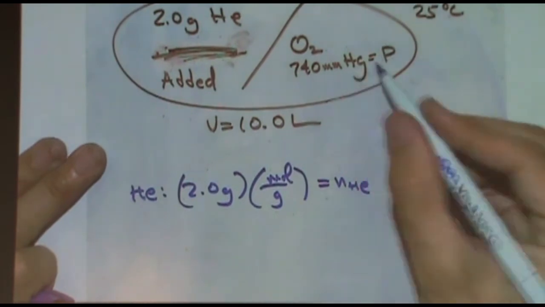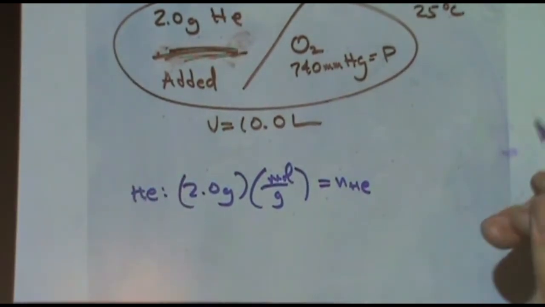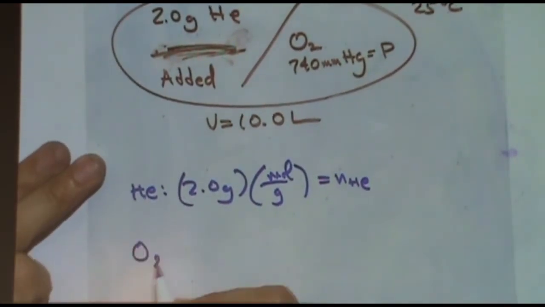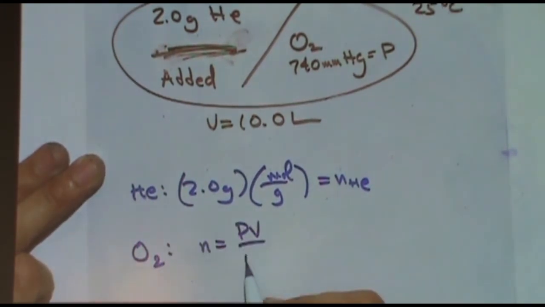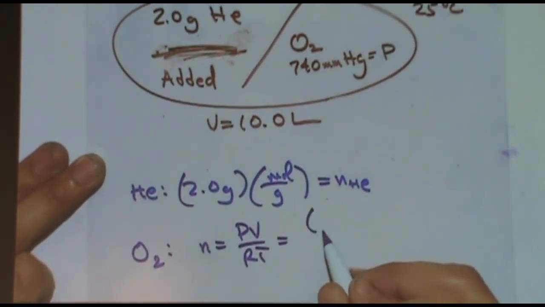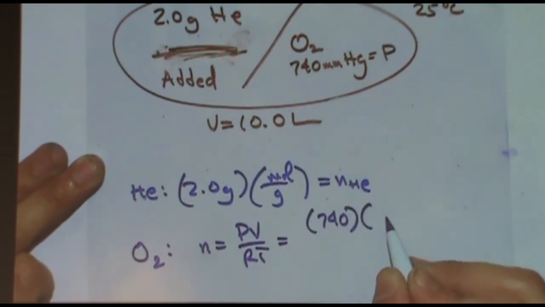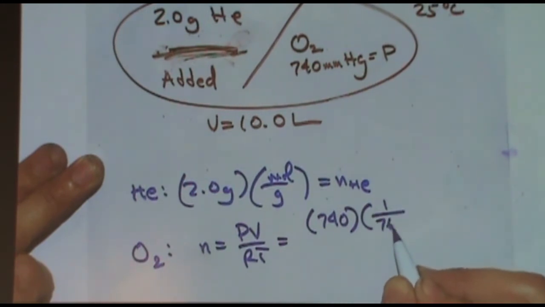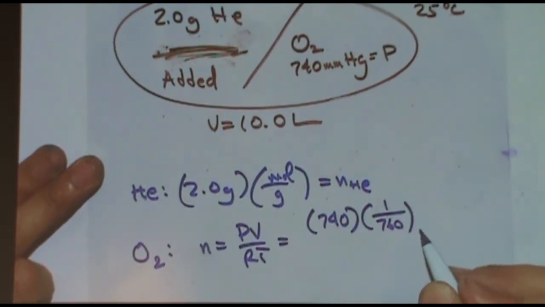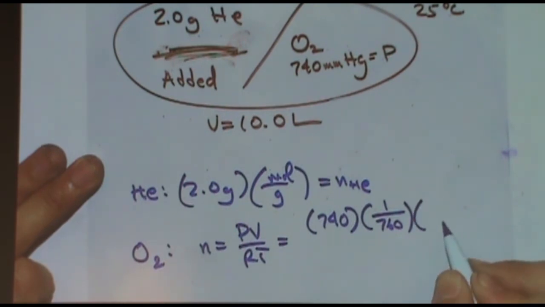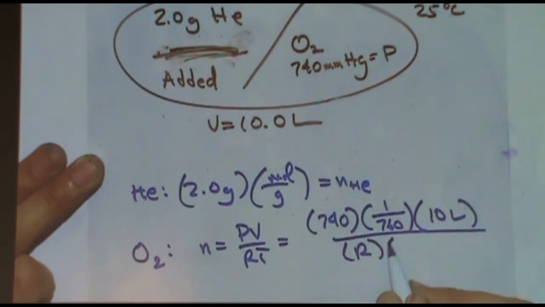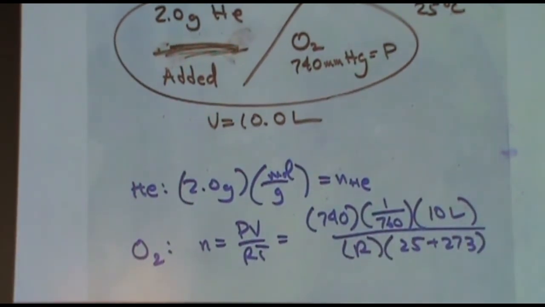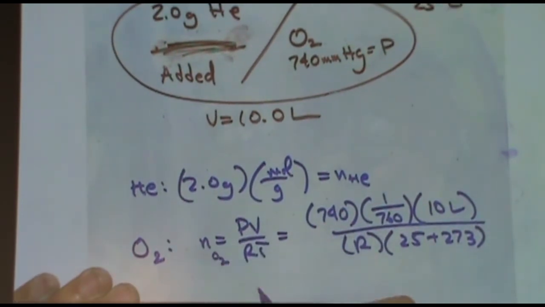For the other one, though, we've got PV equals nRT, so you have to do it another way. For this one, moles is PV over RT. P is 740, and then you have to convert to atmospheres, so it would be 1 atmosphere per 760 millimeters of mercury. V is 10 liters. R is R, and T is 25 plus 273. So that would be moles there. This would be the moles of oxygen.